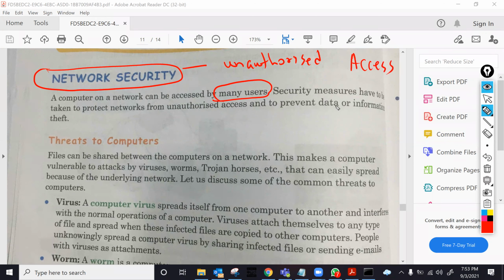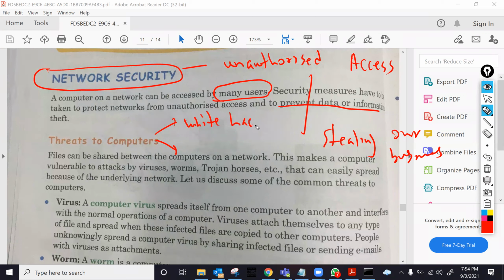And prevent data and information theft. They are coming and stealing our company data, our business data, our vital sensitive information, whatever you can say. That is called unauthorized access. Some people are coming and doing these things as a hobby. We call these people white hackers.